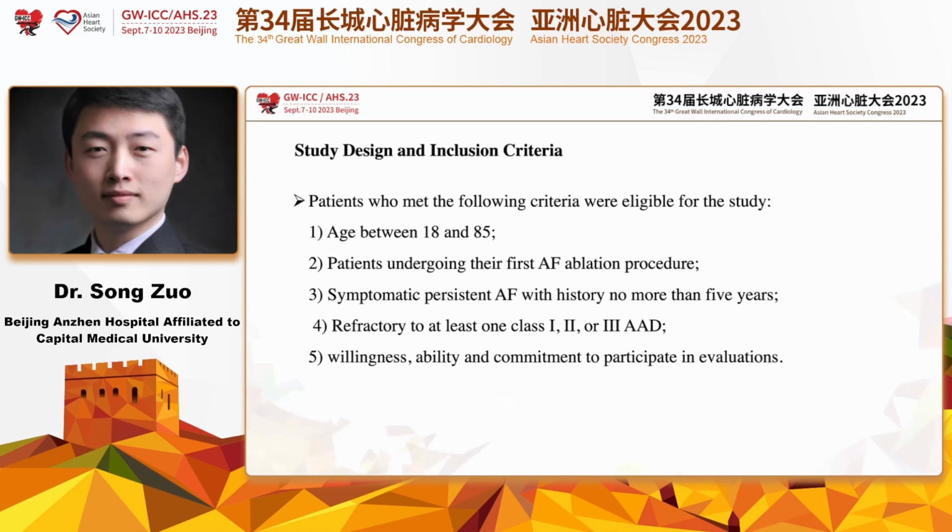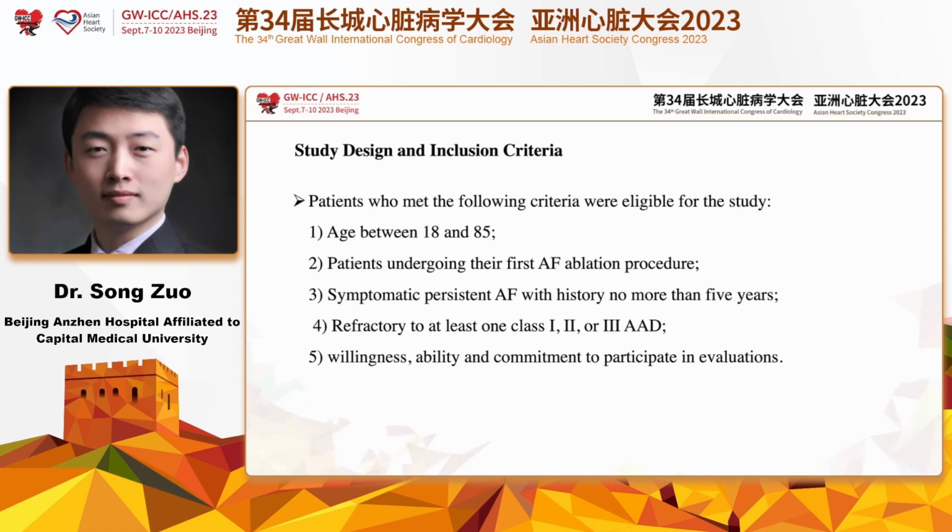We set the main endpoint and the secondary endpoints. The main endpoint is acute reconnection of mitral isthmus bidirectional block after 30 minutes of observation. And the secondary endpoints are as follows. First of all, mitral isthmus bidirectional block at the end of the procedure. Second is the first pass block on the mitral isthmus.